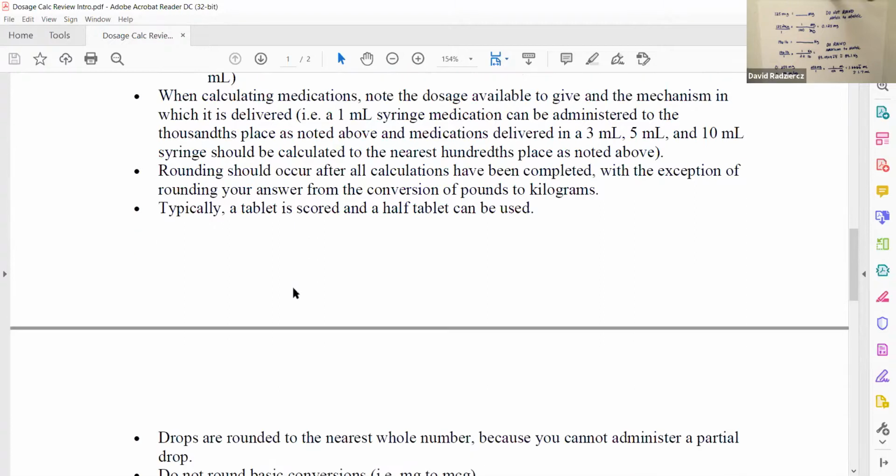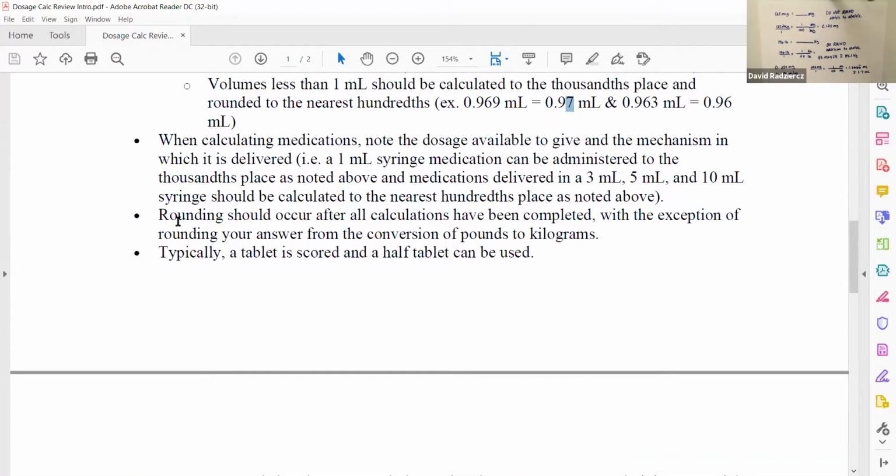Let's see here. Yeah, and I gave you some other things here, like rounding should occur after all calculations have been completed. The exception to that rule is when you're converting pounds to kilograms. If you're using that conversion to answer a question, go ahead and round that to the 10th and then solve your question from there.